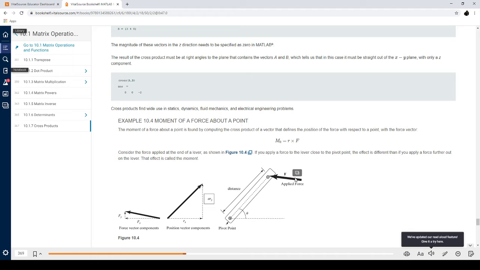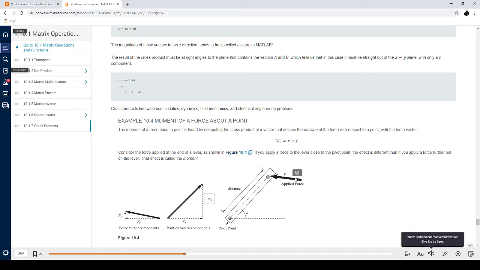So it says, example 10.4, moment of force about a point. This is your statics days coming back, although you might be in statics. I don't know what the 4-year plan looks like anymore. It says, the moment of a force about a point is found by computing the cross product of a vector that defines the position of the force with respect to a point with the force vector.